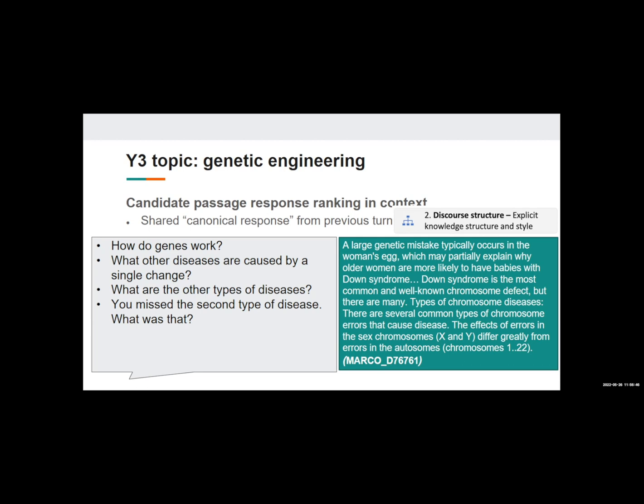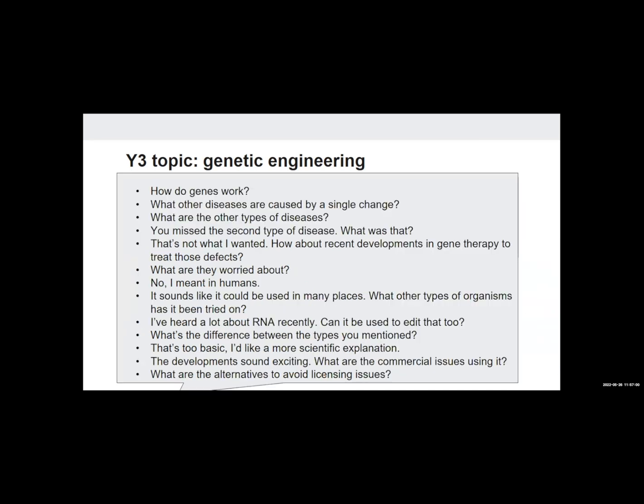So the system needs to be aware of how the user is navigating the structure, how the user is navigating the information space. And we're not very good at that today. And then the user changes the topic. That's not what I wanted. How about some developments in gene therapy to deal with those defects?